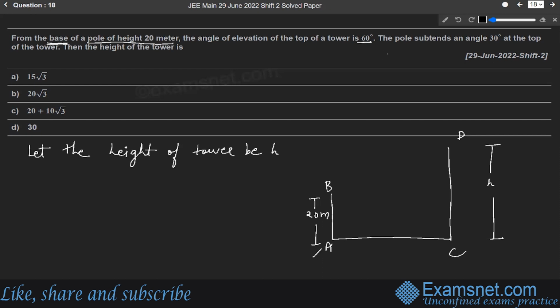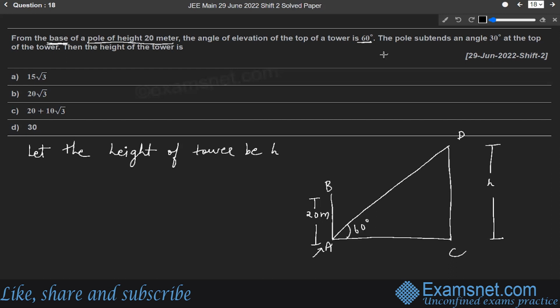What is the base of a pole? This is the base of the pole. An angle is made on the top of the tower. First, let us connect the base of the pole to the top of the tower, right? It is making an angle of 60 degrees. This is the angle of elevation.